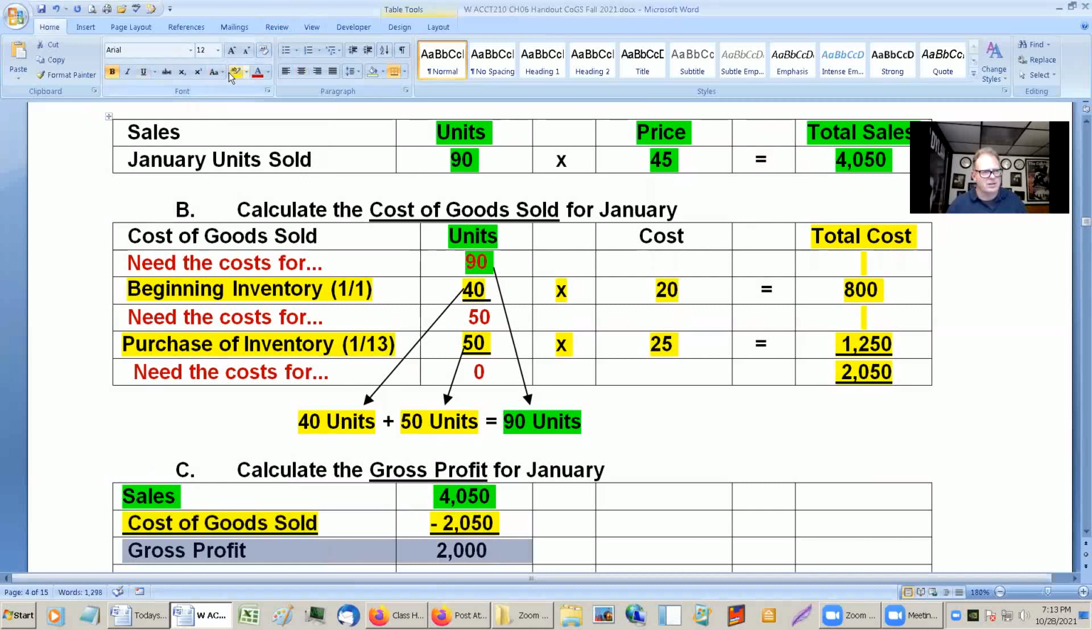Yeah, and again, it's the same thing, but it's just not as obvious what we're doing here. Like you sold 90 units, you gotta find the cost of them. How much did you pay for them? And we're assuming that the first one's in is the first one sold.